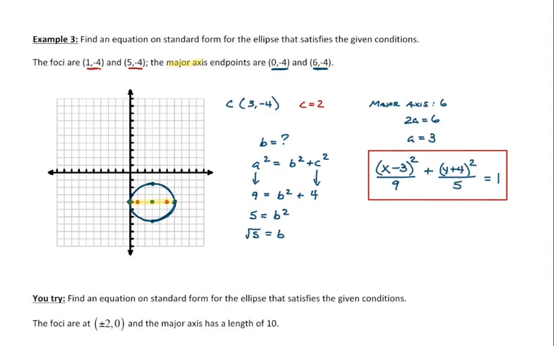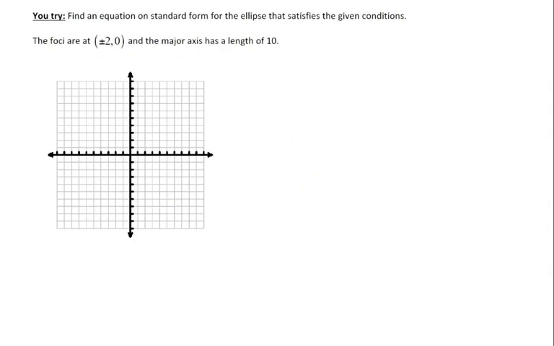So for this last example here, we are going to write an equation in standard form for an ellipse, and we're given similar information, but not exactly the same as the previous example. But the first thing I'm going to do is take the two foci points that I was given, and I'm going to plot them.